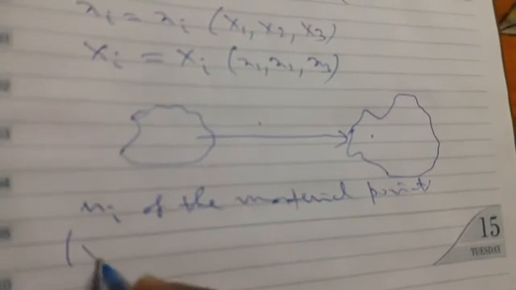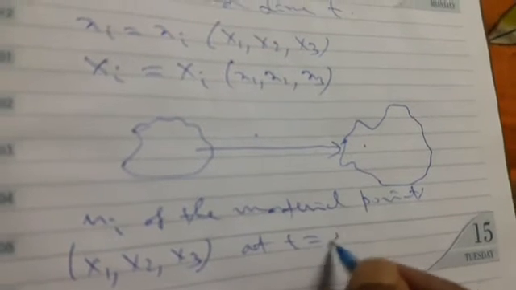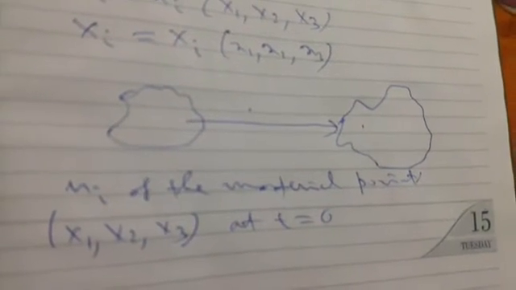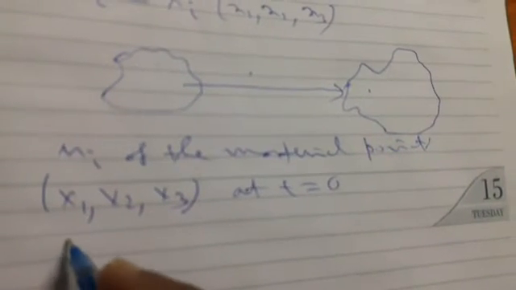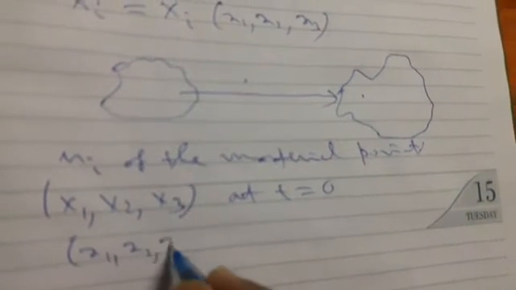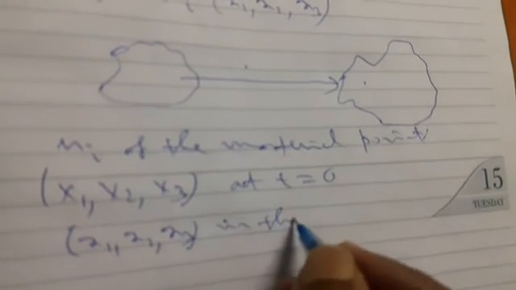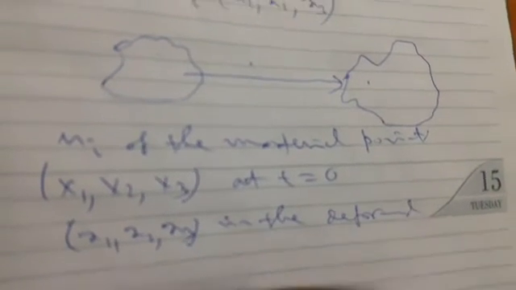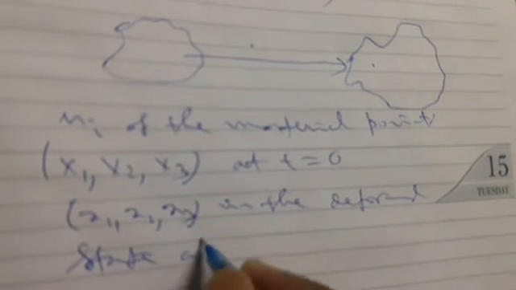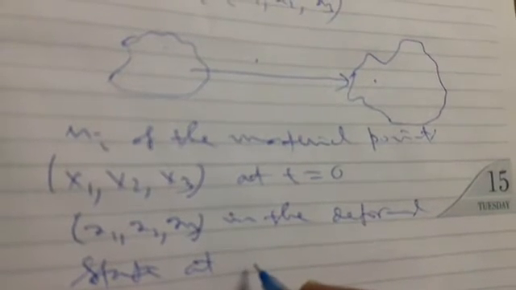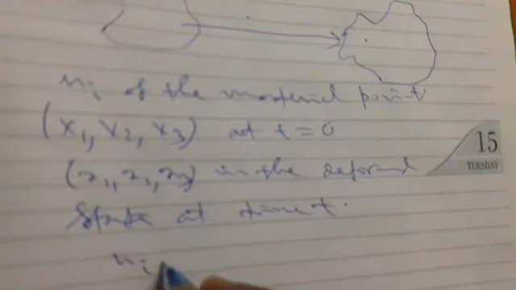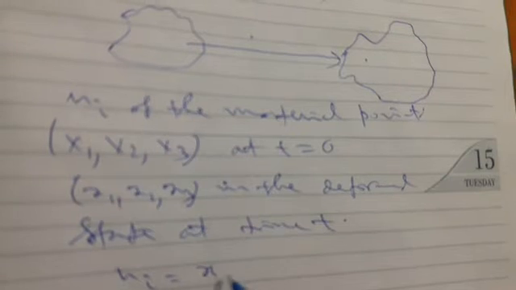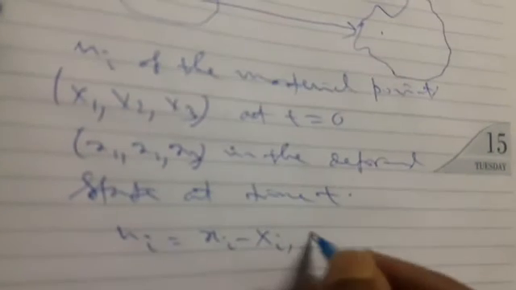If we say x1, x2, x3 are material points at t equals 0, in the undeformed state of the position, and in the deformed state at time t, then ui is equal to xi minus capital Xi, for i running from 1 to 3.